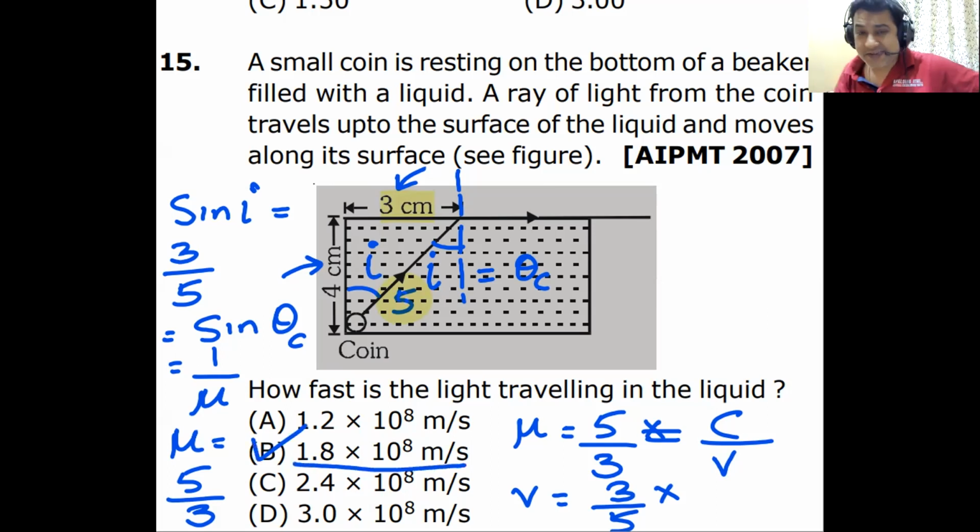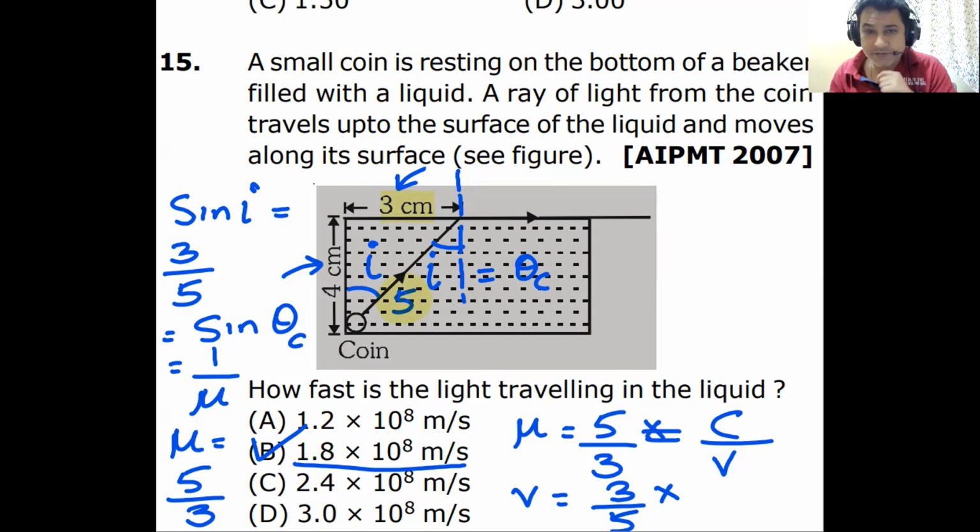3 into 3 is 9. 9 divided by 5 is 1.8. It should not require a lot of calculations. This is division you learn in second or third standard. 9 divided by 5 is 1.8. 1.8 into 10 raised to the power 8, that is the answer. Do we understand this? Yes, sir. Okay, with this, we come to an end of this particular topic.